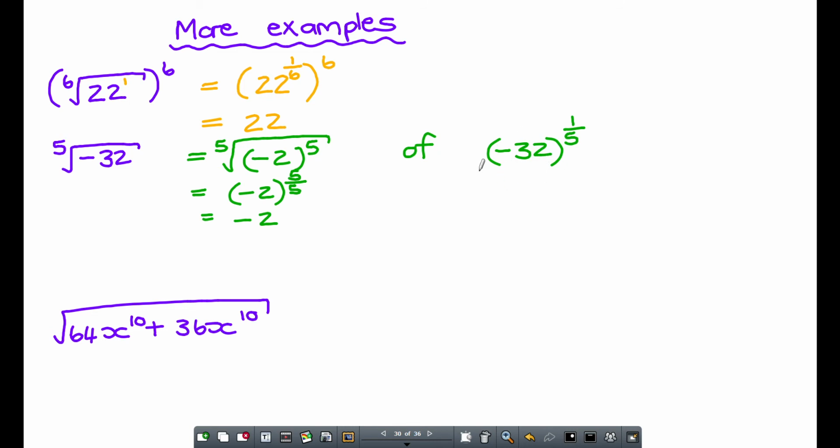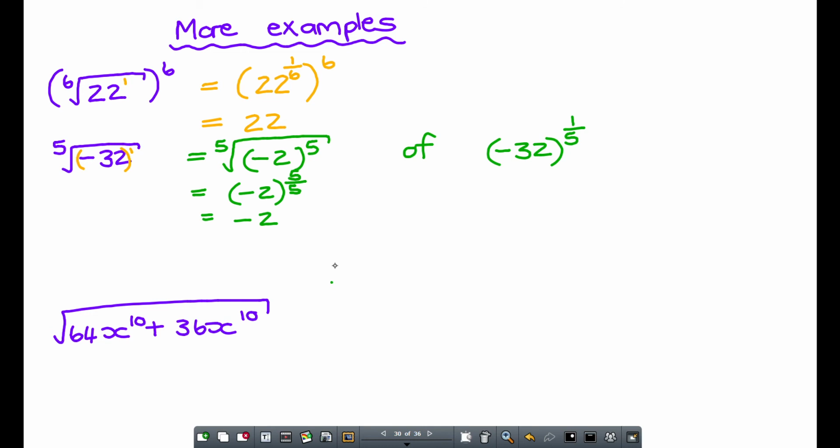Have a look at this one. That's your second option. We take the minus 32, and here it is to the power of 1 over 5 if I were to do it. So that's why I say minus 32 to the power of the inner exponent divided by the outer exponent. That's how I get the 1 over 5.